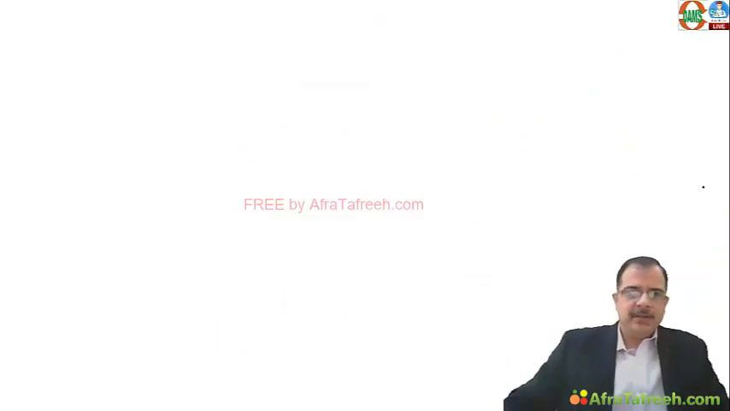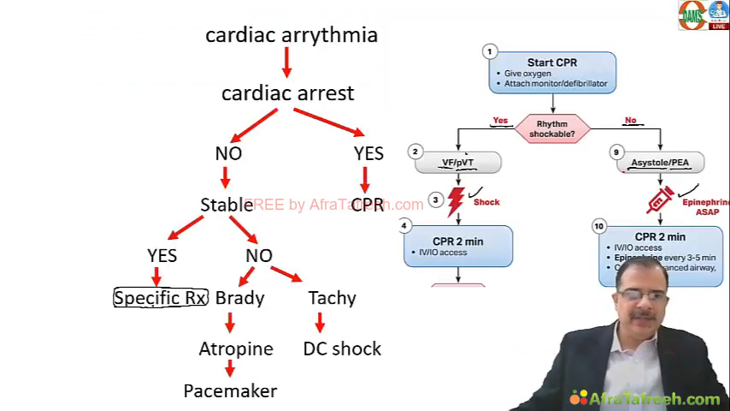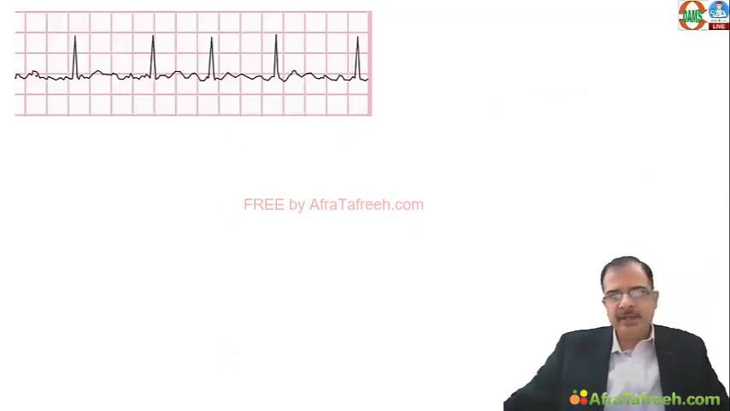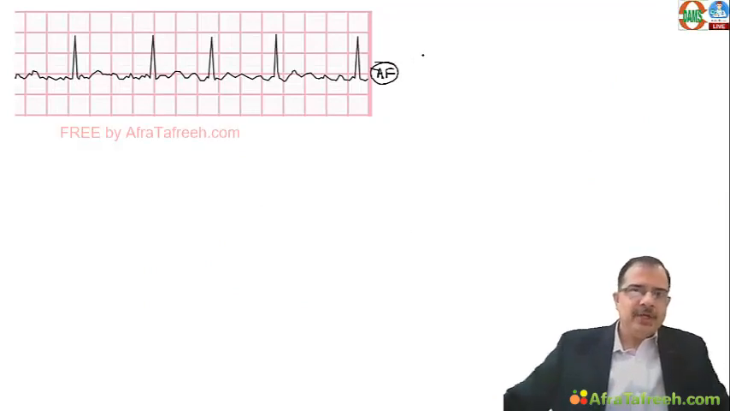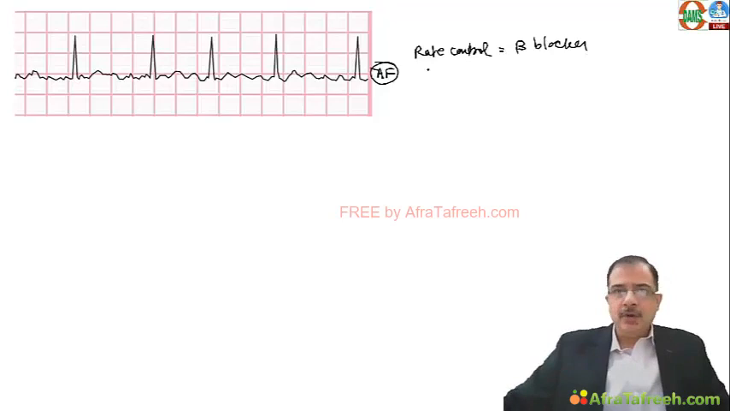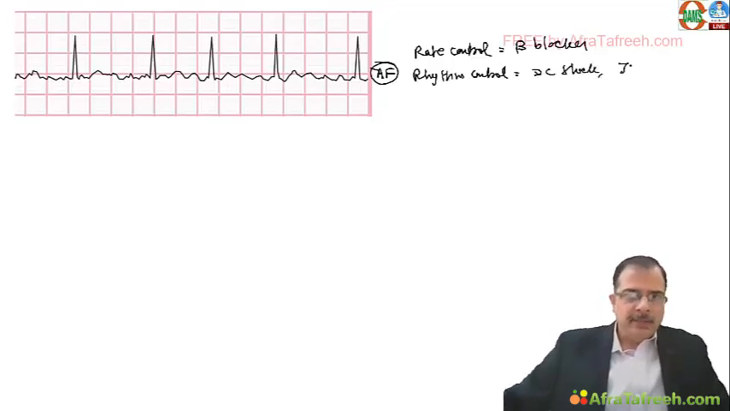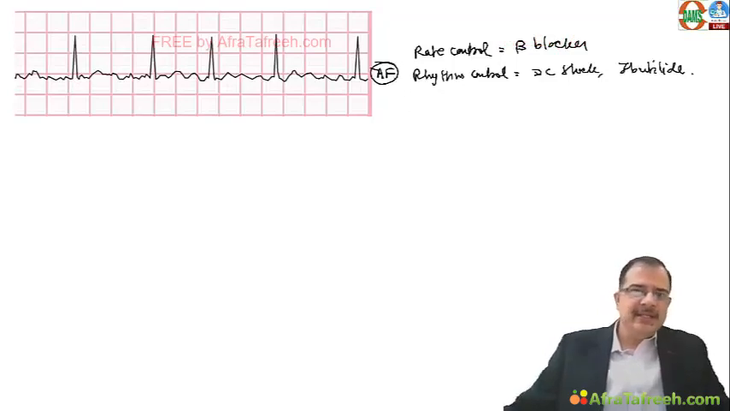If the patient is stable, specific treatment will be given. Say the patient is a case of, this is the ECG, atrial fibrillation. In atrial fibrillation, rate control is done with the help of beta blockers. Rhythm control is done with either DC shock or ibutilide.